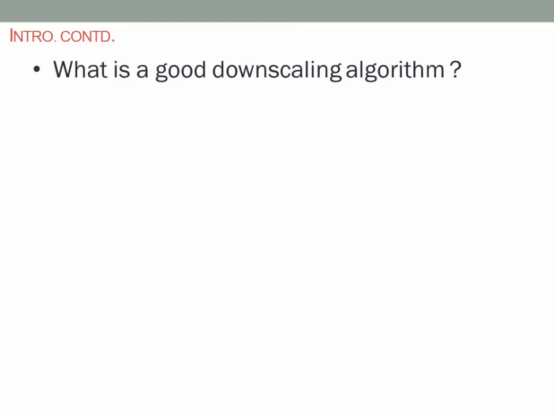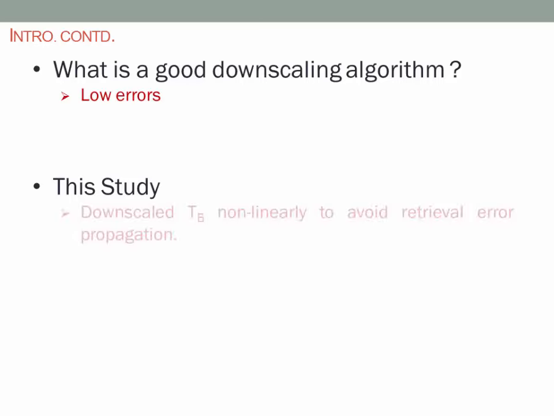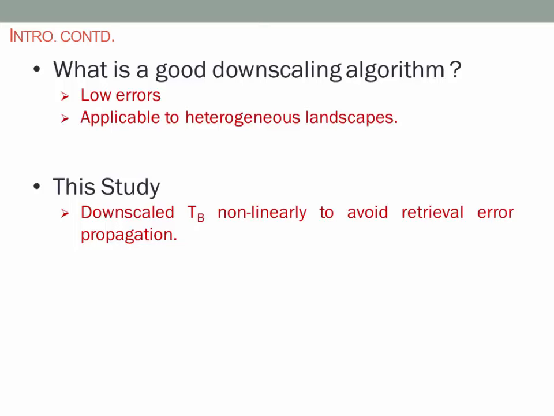So now I want to talk about what is actually a good downscaling algorithm, right? And what we did in this study to make our downscaling algorithm good. So firstly, we need a downscaling to have low errors. So for that, we downscale TB non-linearly so that the retrieval error is not propagated. Next, we need the downscaling algorithm to be applicable to heterogeneous landscapes. If my downscaling algorithm only works for bare soil, then it is not very useful in an agricultural scenario.